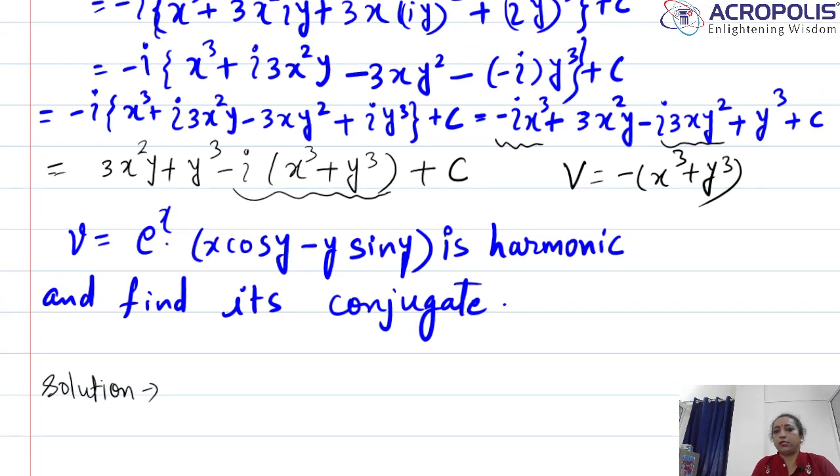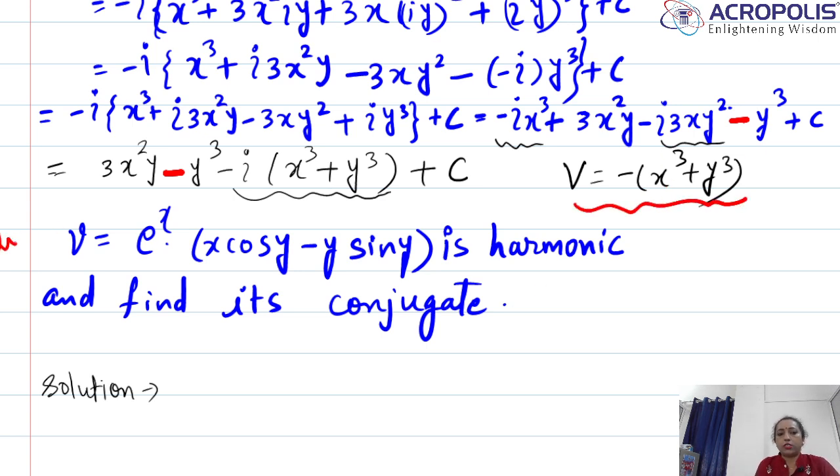Yes, one more thing here. This will become minus y cube. Yes, this is minus y cube. Okay, so this is the result.